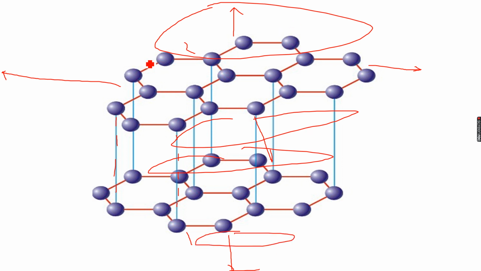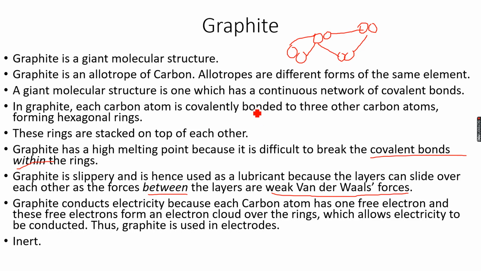So that's why you have free electrons over here. When you apply a voltage, these electrons can move throughout the layer. And because these electrons are free and they can move throughout the layer, graphite is a very good conductor of electricity. And that's why it is used to make electrodes in electrolysis. And also graphite is inert, which is another reason why it is used as an electrode.